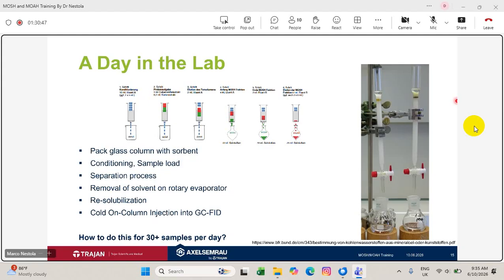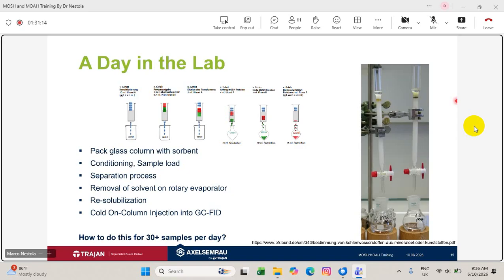So bare silica, as you would do it in university or in the lab. The steps involved include packing the glass column manually, since we need to use glass, because plastics, unfortunately, also have products in them that contaminate our chromatograms. So you will need to use glass columns. You need to condition it, sample loading, separation process. You need to use a rotary evaporator to remove the solvent.